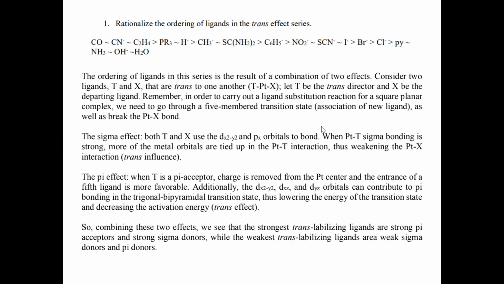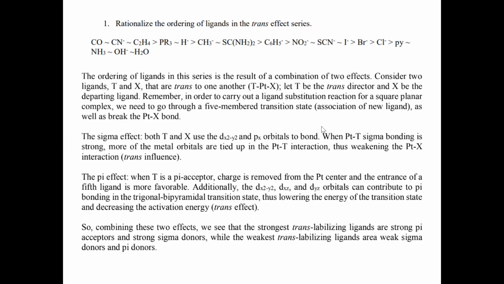And then the pi effect is when the trans influencing ligand is a pi acceptor. That removes electron density from the platinum center. And so the entrance of a fifth ligand is more favorable because the platinum center is more electron deficient. Therefore it wants another ligand.